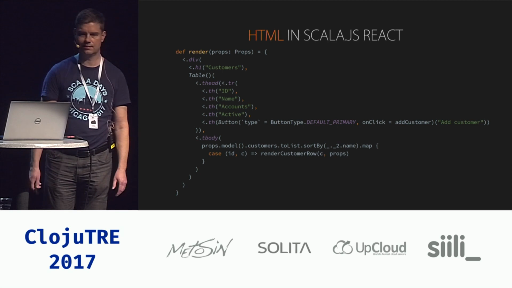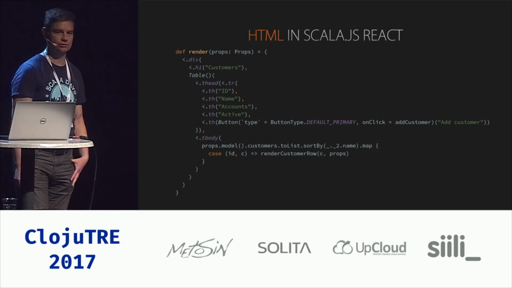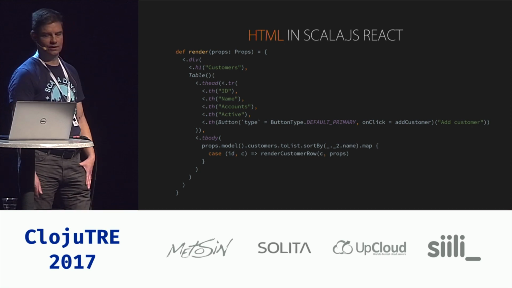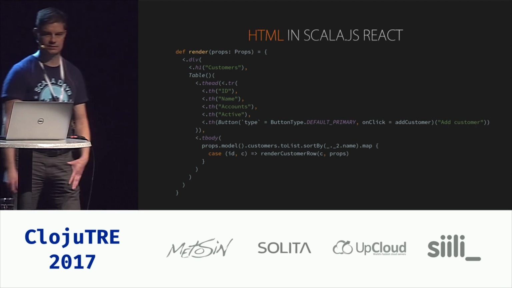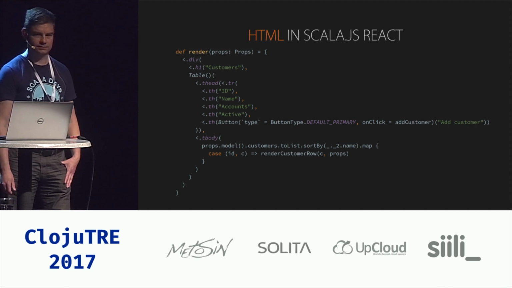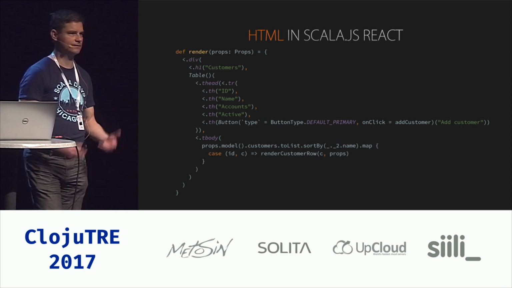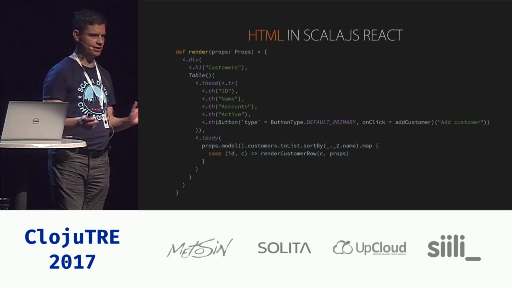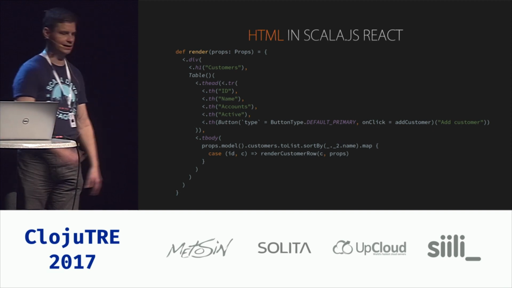Here's a typical example of what writing a render function in Scala.js React looks like. You just have these HTML tags. Everything is type safe, and so it's quite easy to get things up and running. But I was using Scala.js React for quite a long time, but I felt that okay, it's not really taking things far enough. I mean, React is after all a simple library. It's a view library doing a very limited thing.